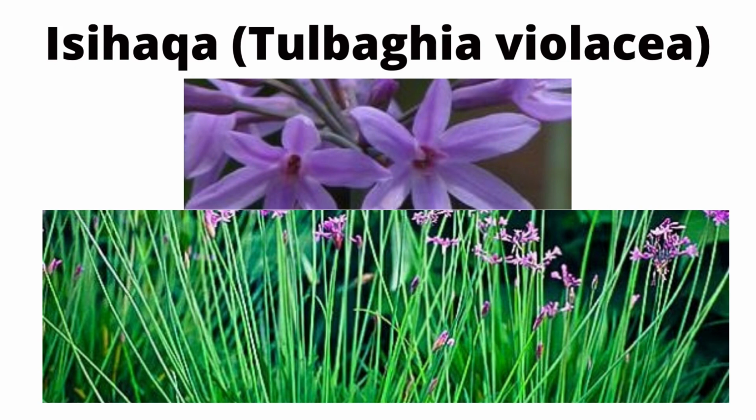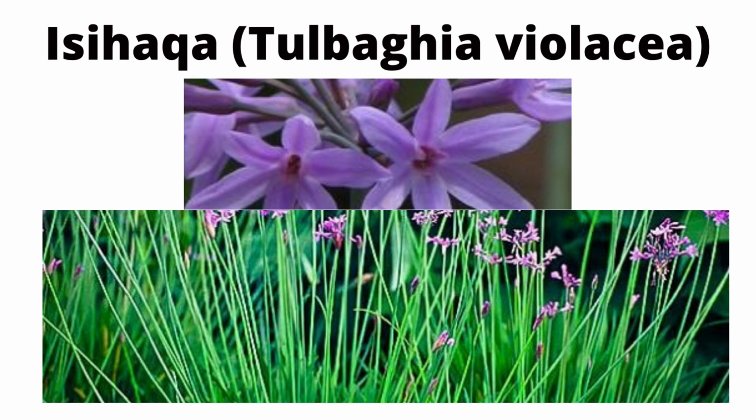Hello everyone. This video is going to be discussing Isihaqa. This one is scientifically known as Tulbaghia violacea, and in English, it's called wild garlic. The English name comes from the belief that even though Isihaqa has a garlic-like flavor, you don't get the bad breath that you get after eating the real garlic. The real garlic is scientifically known as Allium sativum.